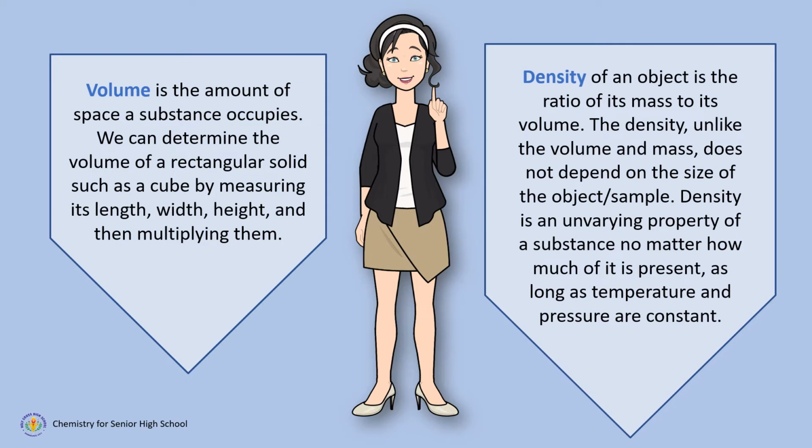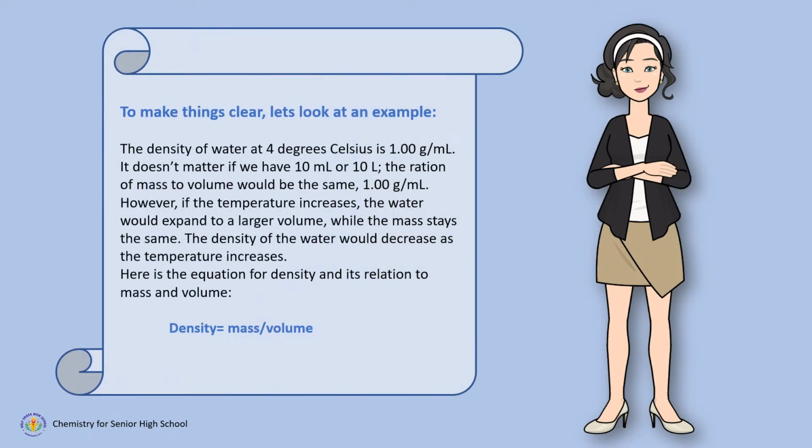The density, unlike the volume and mass, does not depend on the size of the object or sample. Density is an unvarying property of a substance no matter how much of it is present, as long as the temperature and pressure are constant. To make things clear, let's look at an example. The density of water at 4 degrees Celsius is 1 gram per milliliter. It doesn't matter if we have 10 milliliters or 10 liters. The ratio of mass to volume would be the same, 1 gram per milliliter.